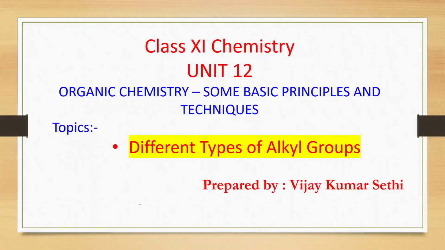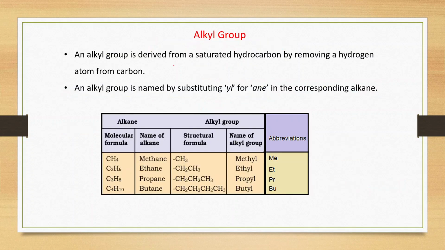Class 11th Chemistry, Unit 12, Organic Chemistry, some basic principles and techniques. In this video we will discuss different types of alkyl groups. First of all, what is an alkyl group? An alkyl group is derived from a saturated hydrocarbon by removing a hydrogen atom from carbon.